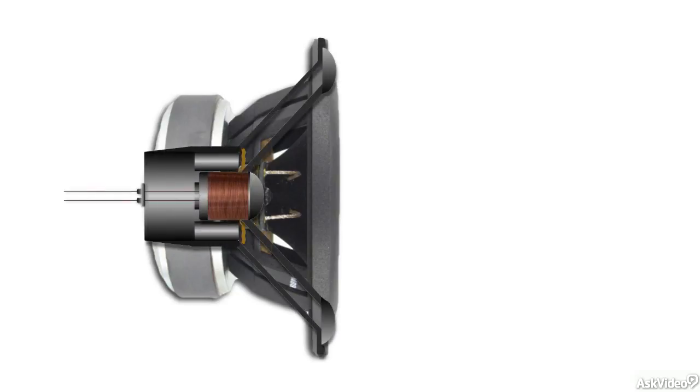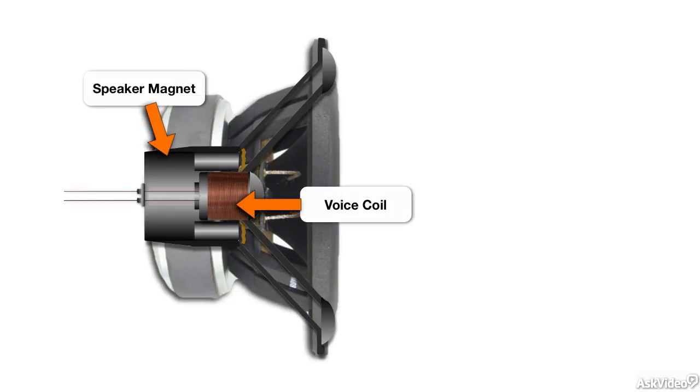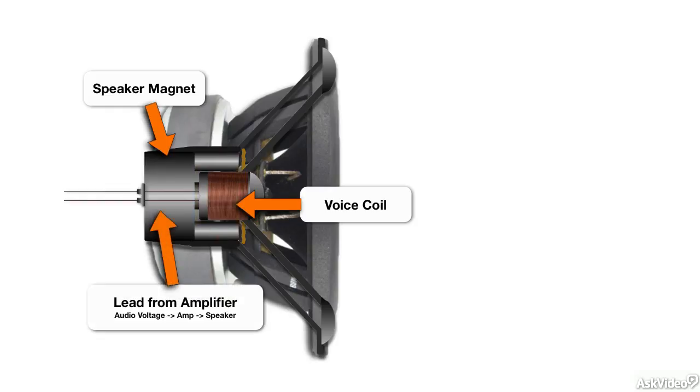Once again, there's a permanent magnet and an assembly with a coil of wire wrapped around it. This is called the voice coil. The voice coil sits within the magnetic field of the speaker magnet. A wire connecting to the voice coil carries the audio signal from the amplifier. The voice coil assembly is attached to the speaker's diaphragm, the speaker cone, or dome, itself.